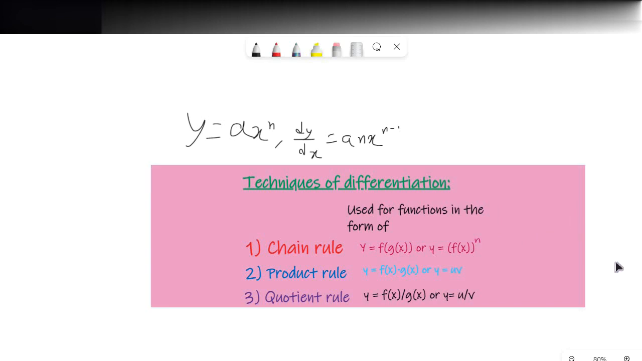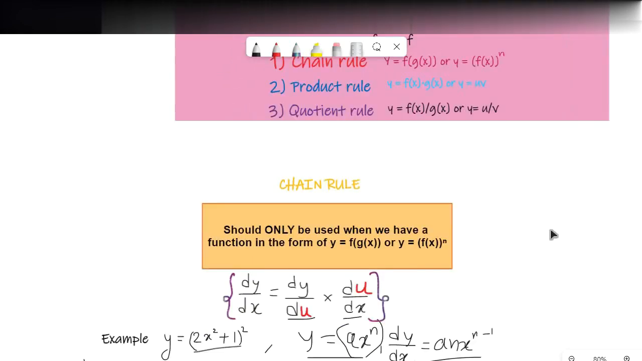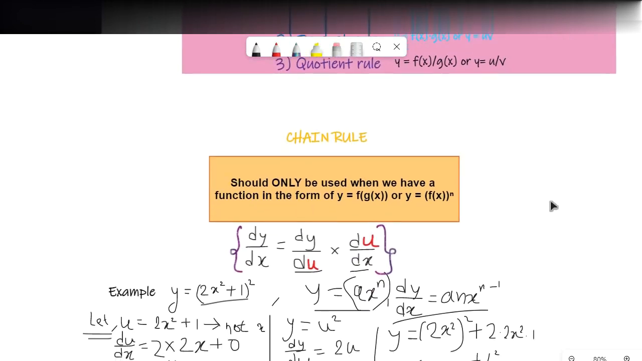Just as a sum up of the chain rule, the chain rule should only be used when we have a function in the form of y equals f of g of x, basically meaning a function inside a function, or y equals function of x whole to the power n, and the formula for the chain rule will be dy by dx, the gradient function, is equal to dy by du multiplied by du by dx.